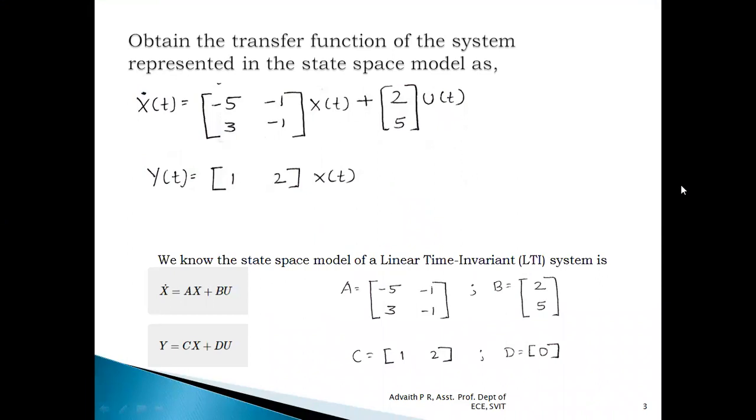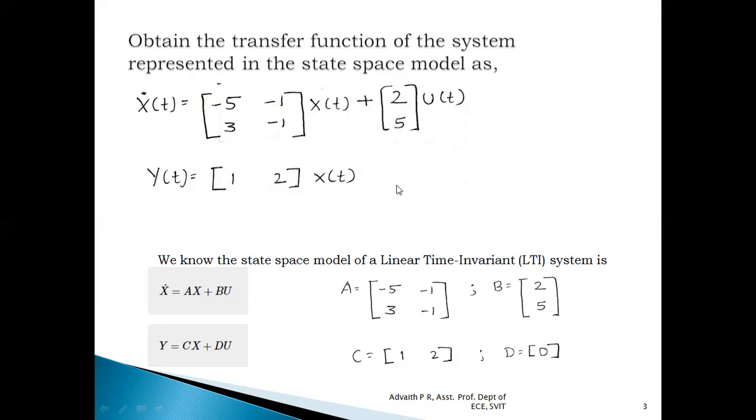Obtain the transfer function of the system represented in state space model as dx by dt equals, we have been given the 2 cross 2 matrix having elements -5, -1, 3, -1 x of t plus the 2 cross 1 matrix 2, 5 u of t, y of t equals the 1 cross 2 matrix having the elements 1, 2 x of t.